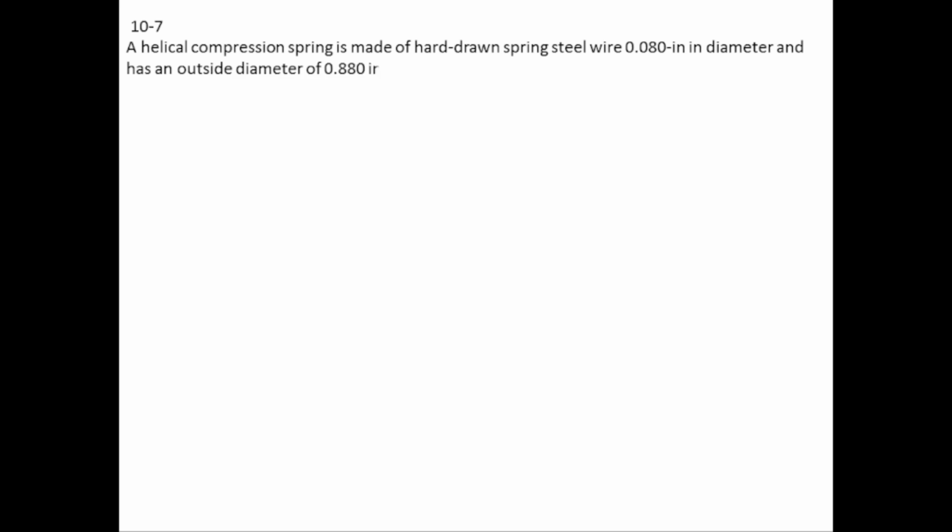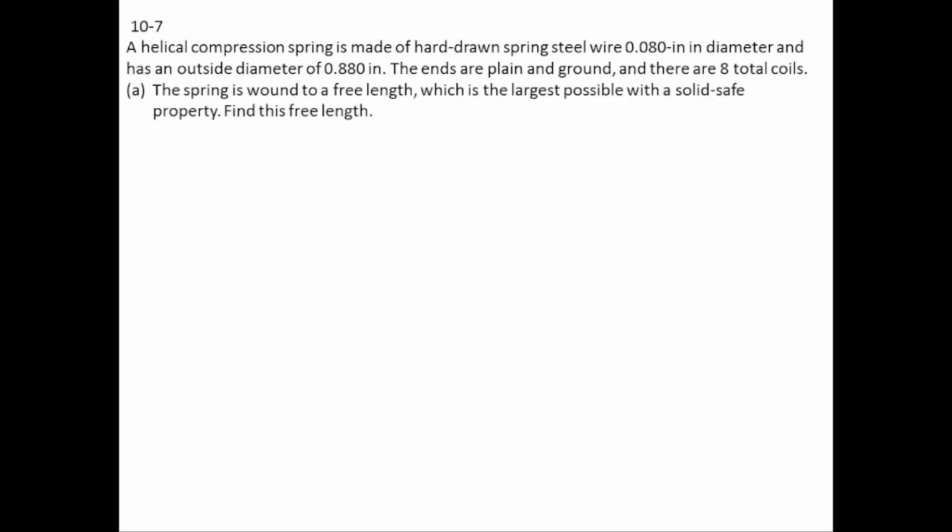This problem is about a helical compression spring, which is made up of hard drawn wire having wire diameter 0.08 inches and outer diameter of the spring is 0.88. The spring comprises 8 coils. We are required to find the free length, and then the pitch of the spring. Then in part C we are required to find the solid force, in D the spring rate K, and lastly we will have to find out whether buckling would occur or not.